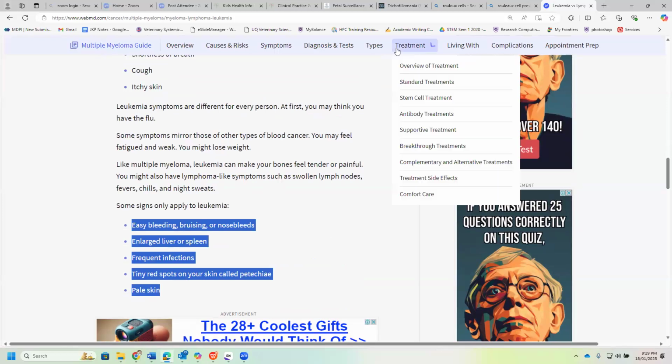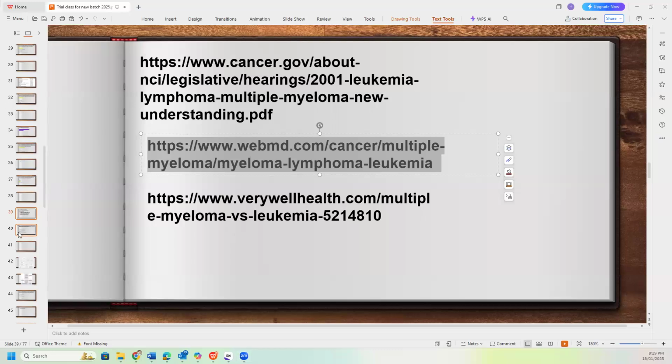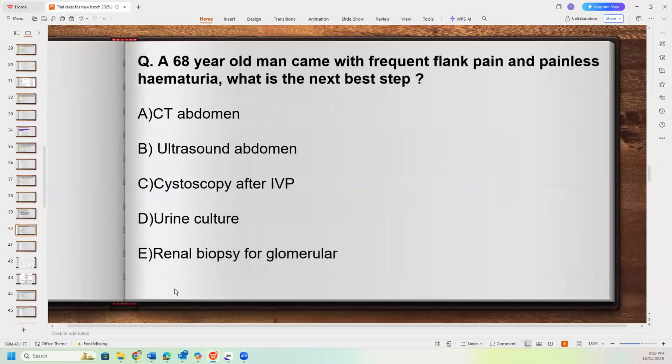Is it clear, guys? How you can differentiate between these cancers now? Alrighty. Any question from the previous one, guys? So this is how you differentiate. You just remember the basic things that you shouldn't forget when you're talking about hematological cancers like multiple myeloma, lymphoma, or leukemias.